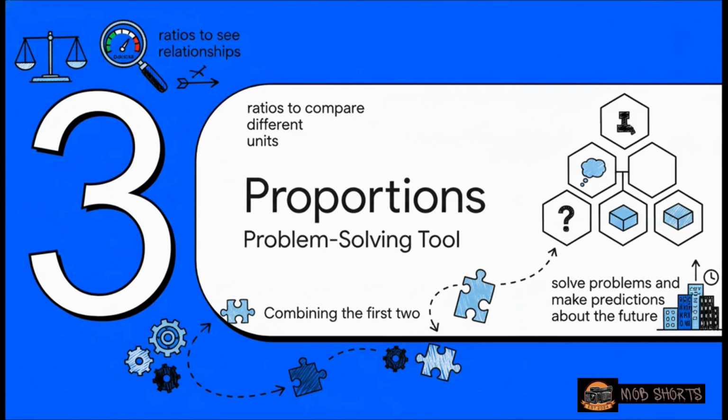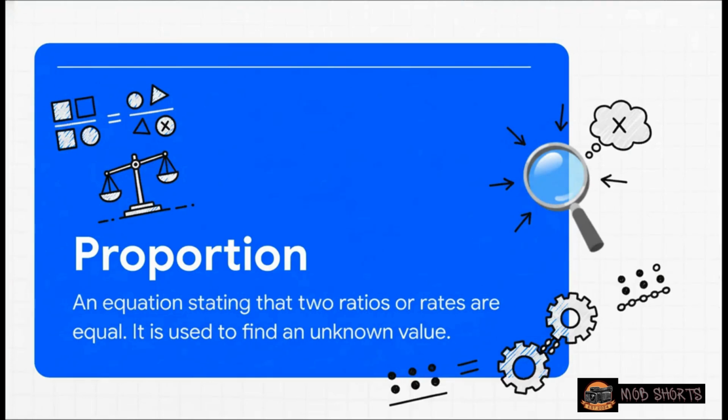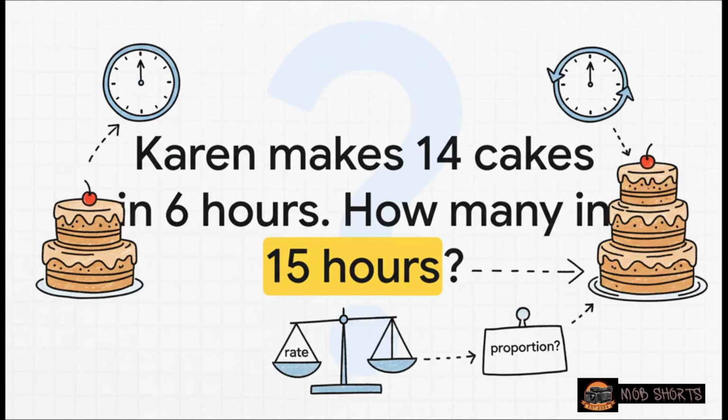Now for our final tool, proportions. This is where we bring the first two together to solve problems and actually make predictions about the future. A proportion is simply an equation where we set two ratios or two rates equal to each other. It's just a statement that two things are equivalent. And its main purpose in life is to help us find a missing piece of information, an unknown value that we usually call x. Let's look at a classic problem that proportions can solve instantly.